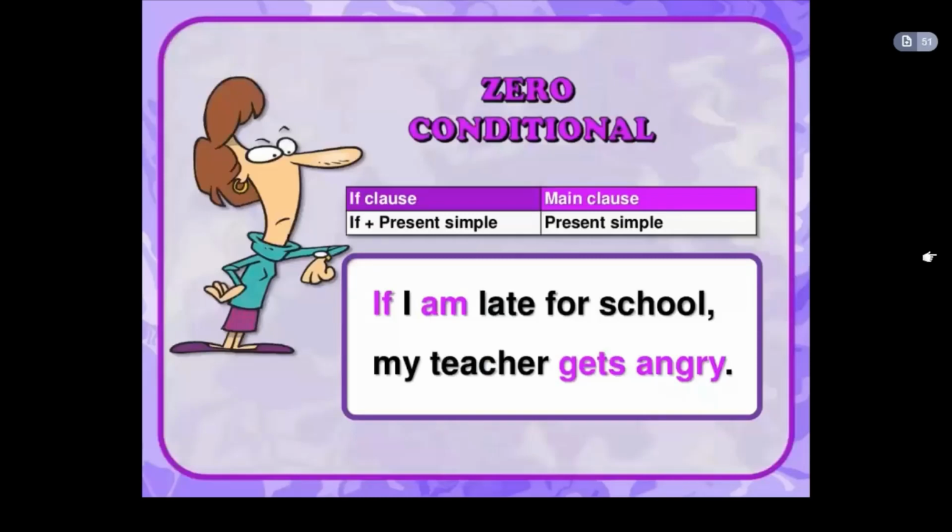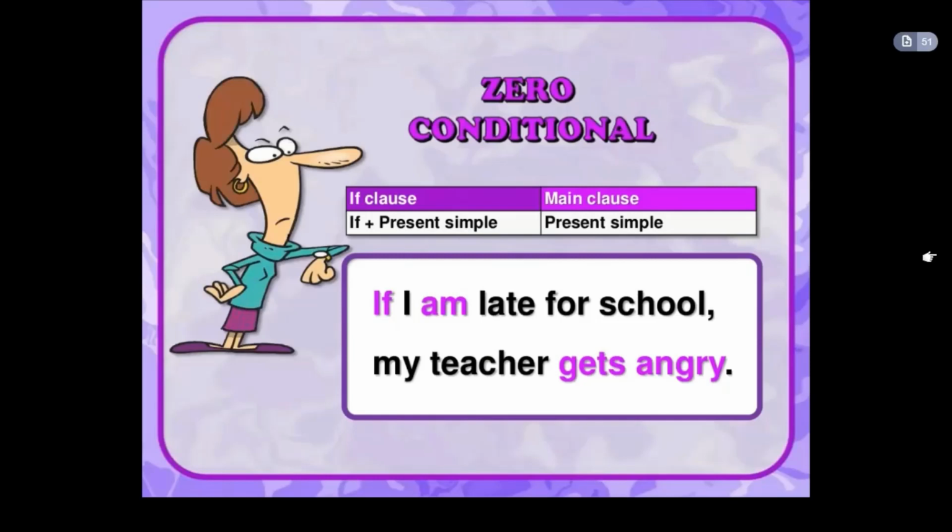Zero conditional. We make zero conditional sentences with two present simple verbs, one in the if clause and one in the main clause. So, if clause: if plus present simple; main clause: present simple. This conditional is used when the result will always happen. So, for example, if water reaches 100 degrees, it always boils. It's a fact. I'm talking in general, not about one particular situation. The result of the if clause is always the main clause.